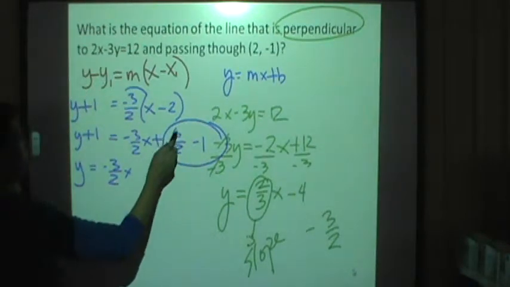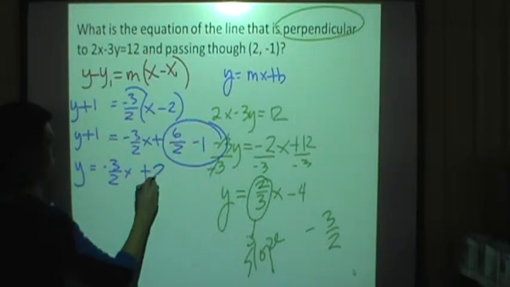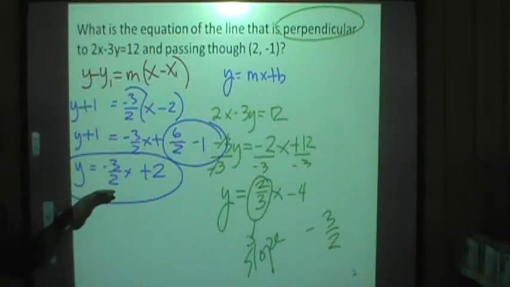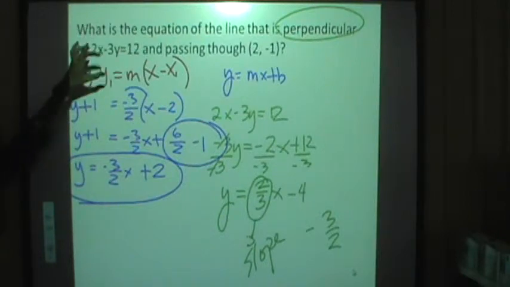Now, what is 6 divided by 2? 3. Minus 1 is 2. And this is now your final equation. This is the equation of the line that is perpendicular to this line.